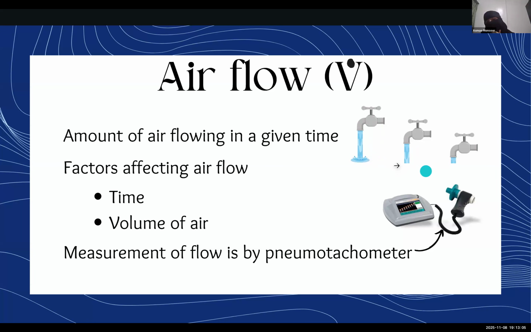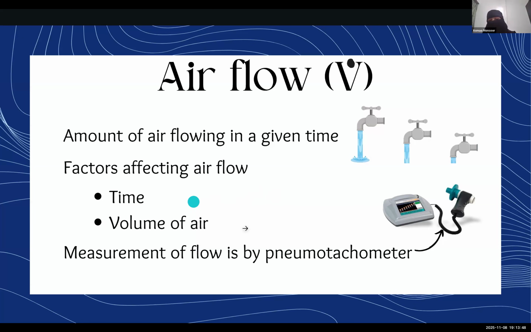Now tell me, which tap has higher flow? The one on the left, the middle, or the right? The one on the left, right? The one that is the most left has high flow. Why? Because we're checking two things. First is how much air or water is coming out of the tap. And the second thing is how much time it takes for that water to come out. So airflow has two important factors that I want you to know: the time, which is the speed of the air itself, and the volume of air.